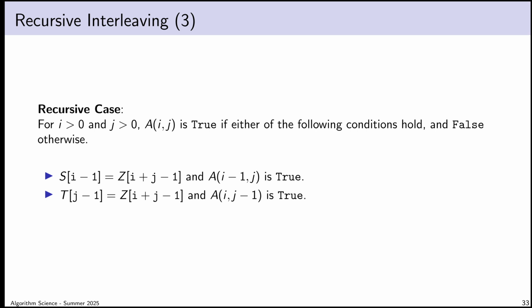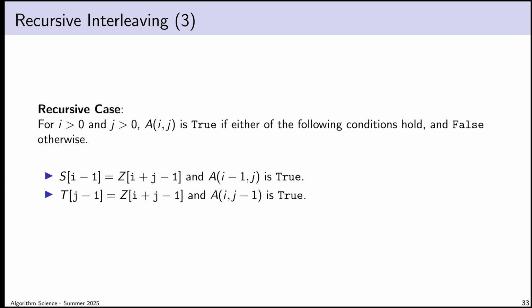Okay, so that brings us to our recursive case. For our recursive case, if both i and j are greater than 0, well, then A(i,j) is true if either of these conditions hold. These conditions are long enough that I wanted to write them separately, but we could view A(i,j) as being a logical OR of these two conditions, I guess is the best way to think about it.